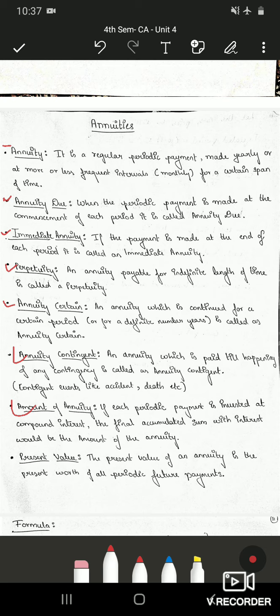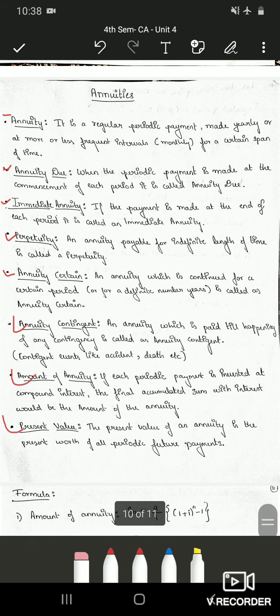Now what is the amount of annuity? If each periodic payment is invested at compound interest, the final accumulated sum with interest is the amount of annuity. In the concept of installment buying we used simple interest, whereas in annuities we are using compound interest. For each payment invested, a certain compound interest is calculated, and the sum of the invested amount plus the compound interest is your amount of annuity. The present value of an annuity is the present worth of all periodic future payments. All these definitions are important and can be asked for 2 marks.